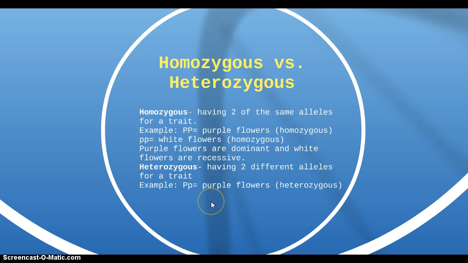Now, if a genotype is heterozygous, it means you have two different alleles for a trait. And you know something is heterozygous because it has one uppercase letter and one lowercase letter. And in this example, we have an uppercase P and a lowercase p, so we know this is a heterozygous genotype. But the flowers are going to be purple because it has that dominant allele. Whenever you see the dominant allele, you know that dominant is always present over the recessive, so the trait comes out in the phenotype, which would be the purple flowers.